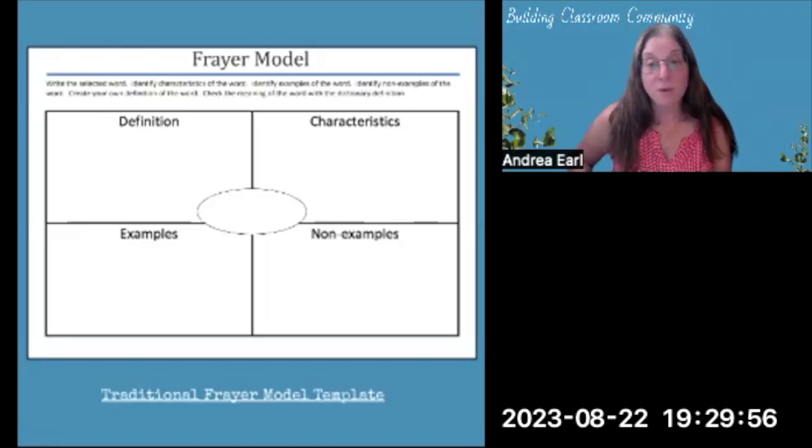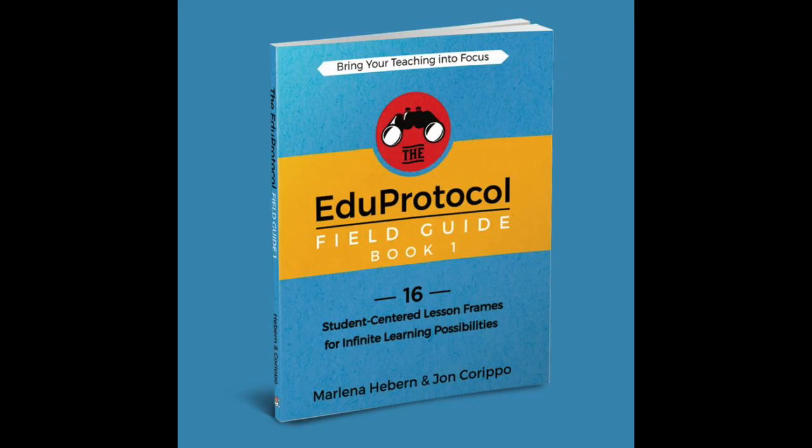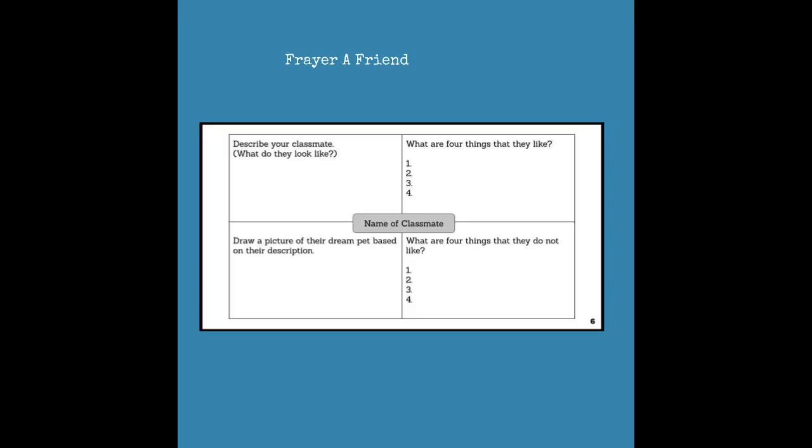So several years ago, John Carippo reimagined the Frayer model. He said, instead of a word, how about having students Frayer a concept or an idea? The first iteration of his reimagined Frayer model can be found in the First EduProtocols Field Guide, Book 1. The name of the activity? Frayer a Friend. The idea is that students pair up and interview each other. This can be done on paper or using Google Slides. Then each student introduces their partner to the class.